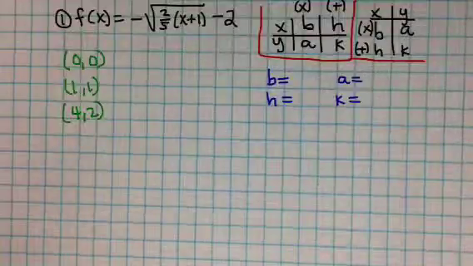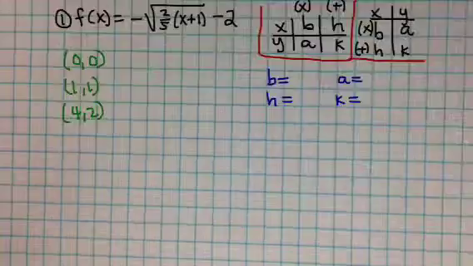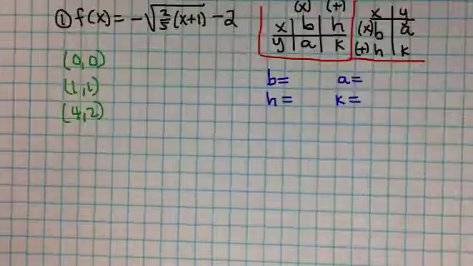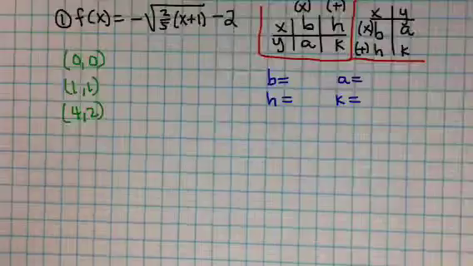This is a square root function, and so the points that we use, our reference points, are (0, 0), (1, 1), (4, 2). And that's only for the square root function, not the cube root function. And then I left some spaces here for us to name the B, H, A and K. So let's get started. We'll start off with identifying the B H A K.